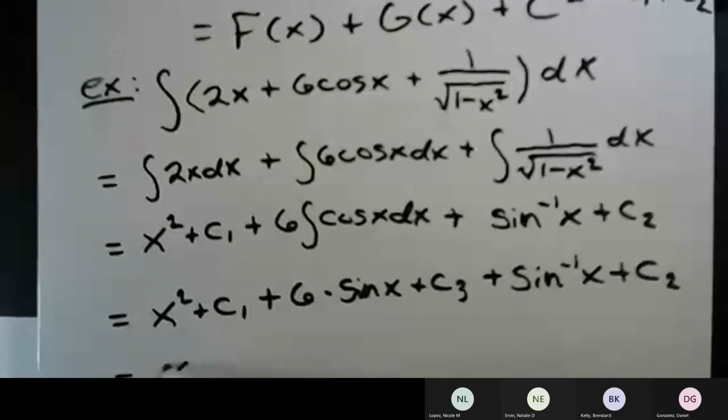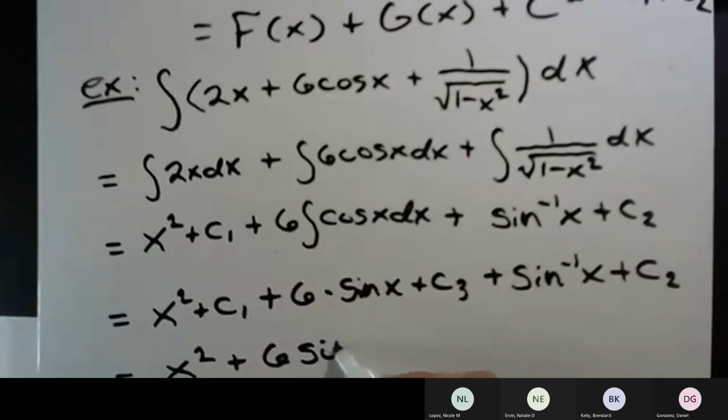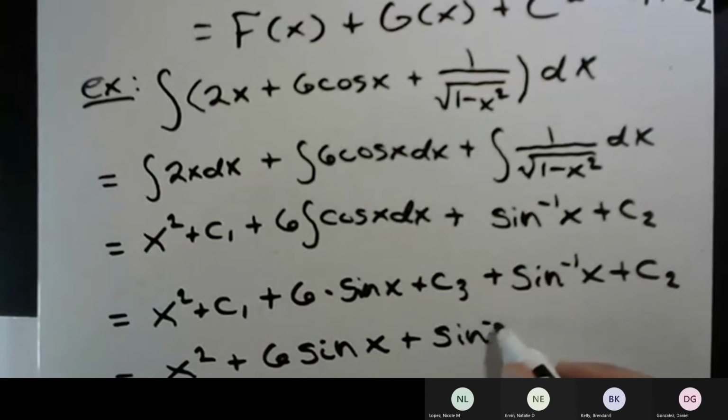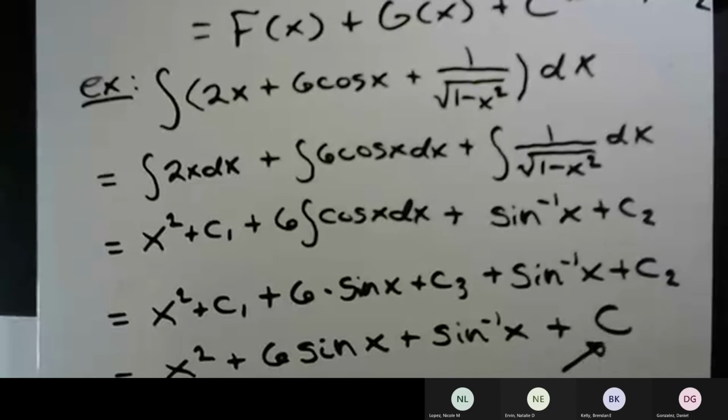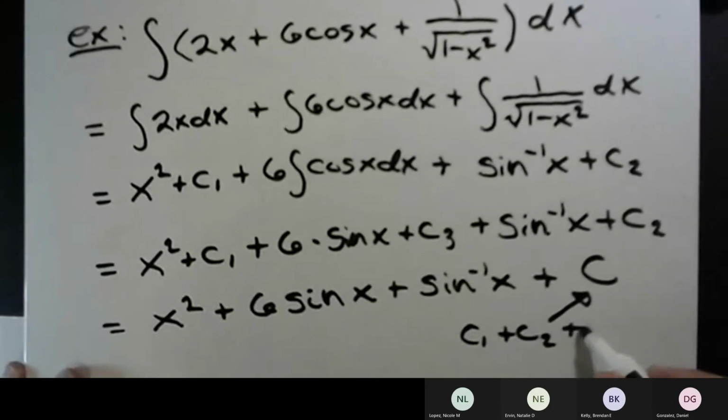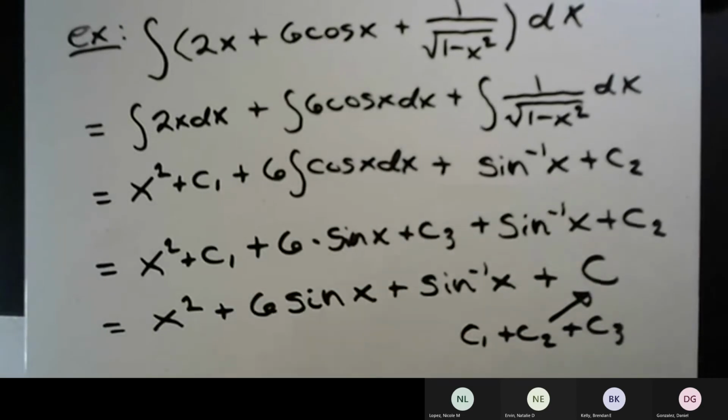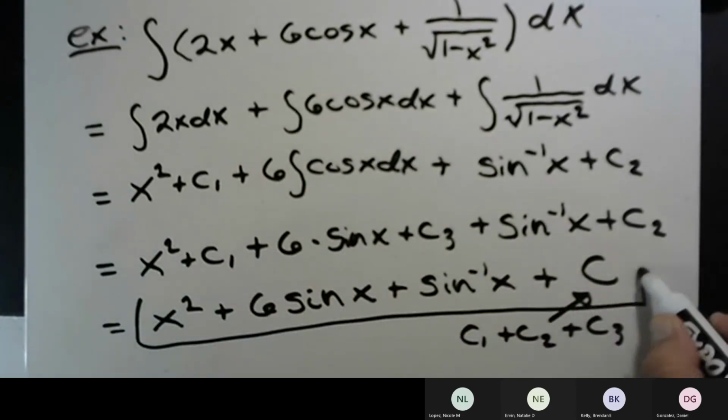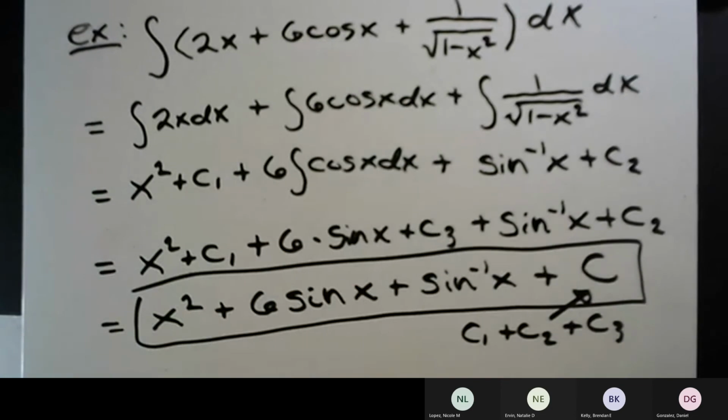And so this will become x squared plus 6 sine of x plus sine inverse of x plus c, where c is c1 plus c2, excuse me, plus c3. But that's going to be our answer. So any questions about that?